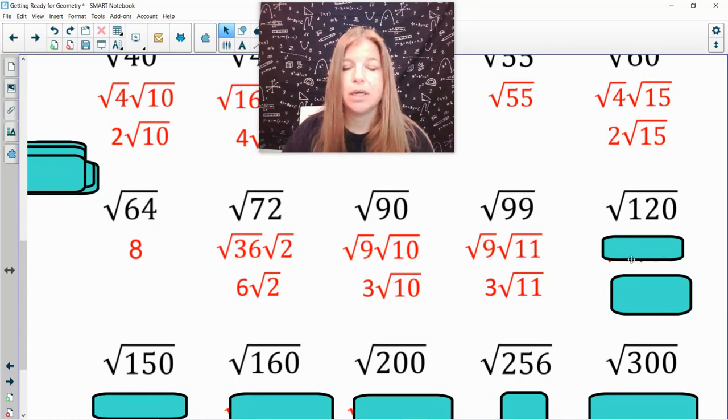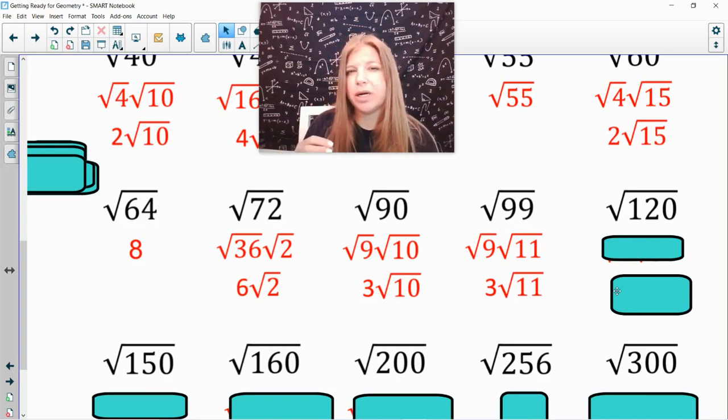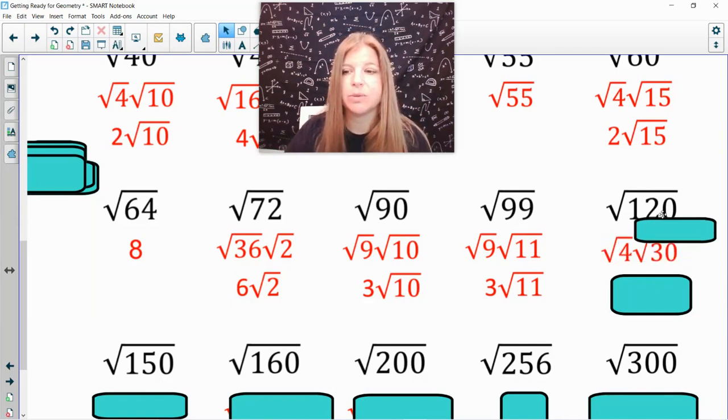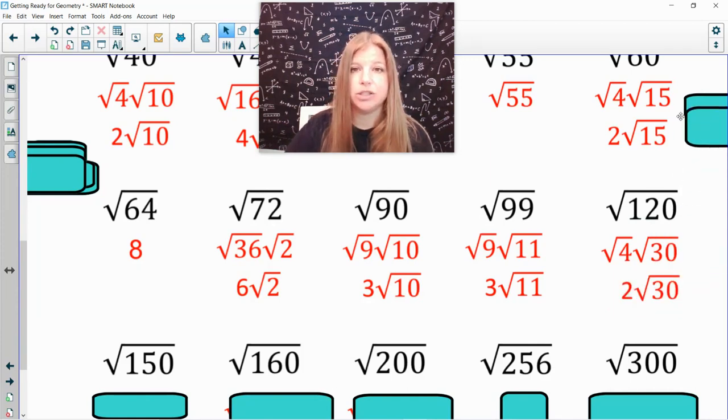120. Okay. So 4 goes into 120. And think about it. 4 times what is 120? 30. Can 30 get broken down by a perfect square? 4, 9, 16, 25? No. So that's how you would mentally figure out what the biggest perfect square is. And then radical 4 radical 30 is then 2 radical 30.